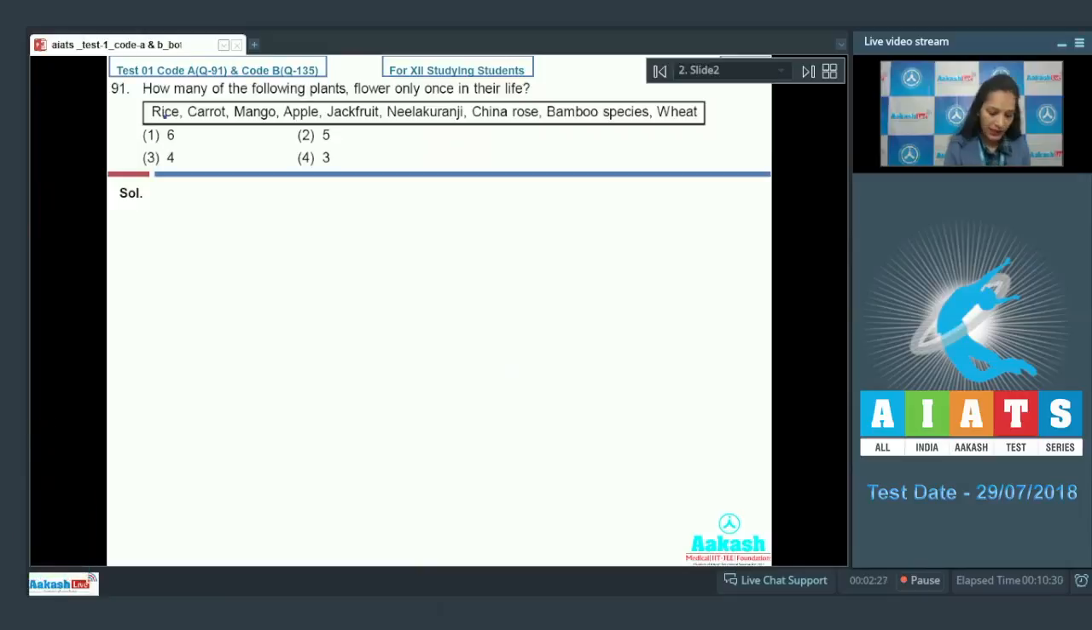So here, rice, carrot, Neelakurenji, bamboo species and wheat. These all 5 plants are monocarpic and rest are polycarpic. So the correct answer for the question is option number 2.